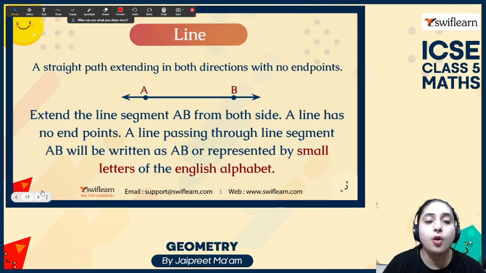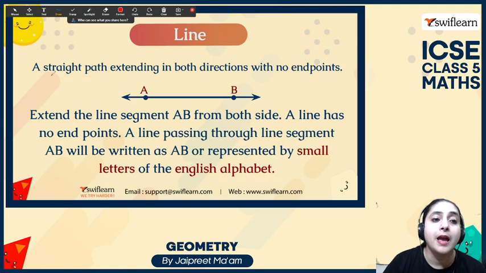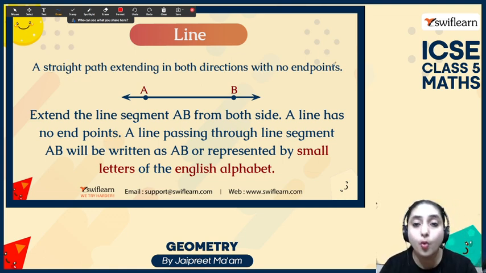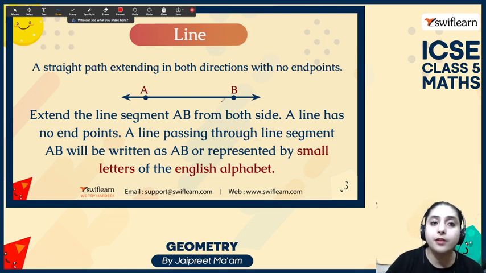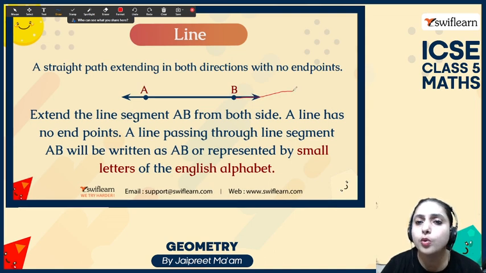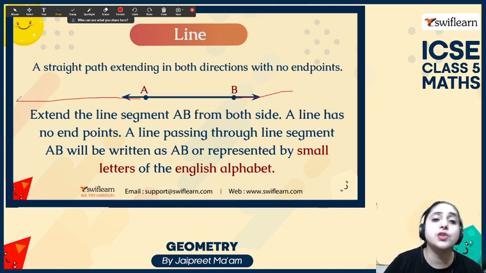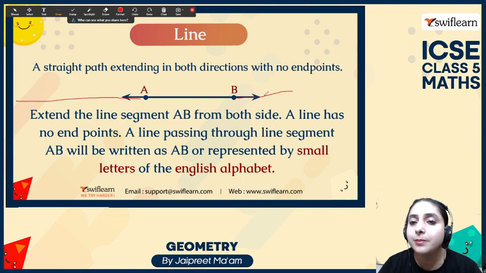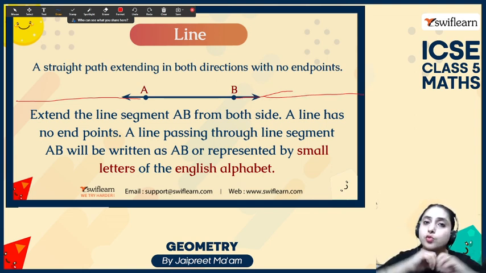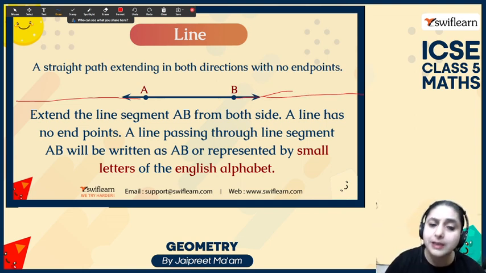Okay, a line: a straight path extended in both directions with no endpoints. Now what will we do? We have already discussed what a line segment is. A line segment is between two endpoints. If we extend this line segment, a line can be extended endlessly. We can extend it infinitely. That is known as a line.